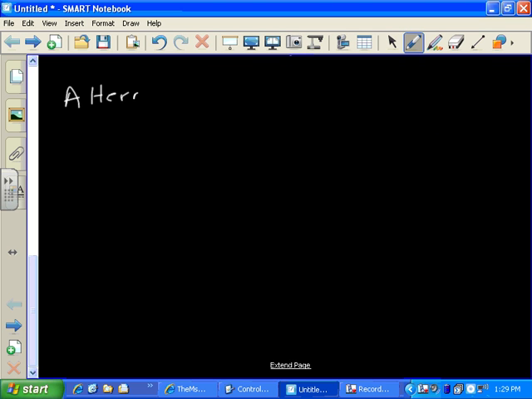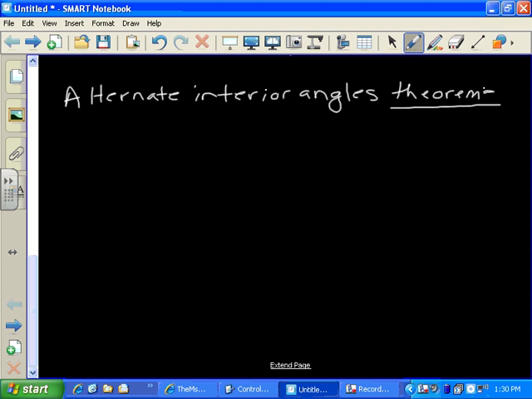Alternate interior angles theorem. Notice this one is a theorem. That means we're going to actually prove this later on. Yeah, probably by everybody's favorite two-column proof. We're going to learn something called flowchart proofs, which actually make a lot more sense than the two columns. So we'll see when we get to that part.